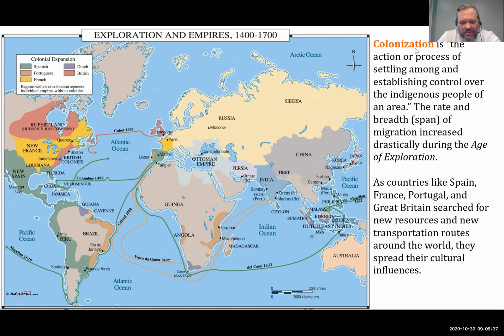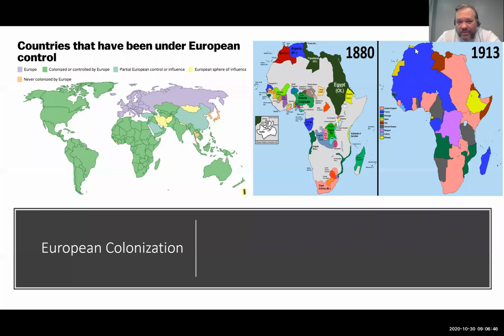And you can see based on the colors here where those countries had their influence. These are maps of countries that have been under European control. So you can see here in 1880, if we take a look at Africa, Africa was colonized heavily. In 1880, you can see which countries were colonized. And then by 1913, they really took over the whole continent in terms of colonization. And you can see over on this map over here, countries that have been colonized or controlled by Europe. So most of the map, really.